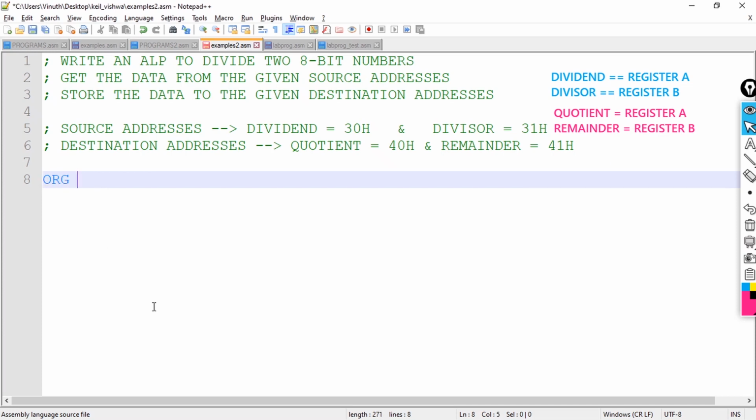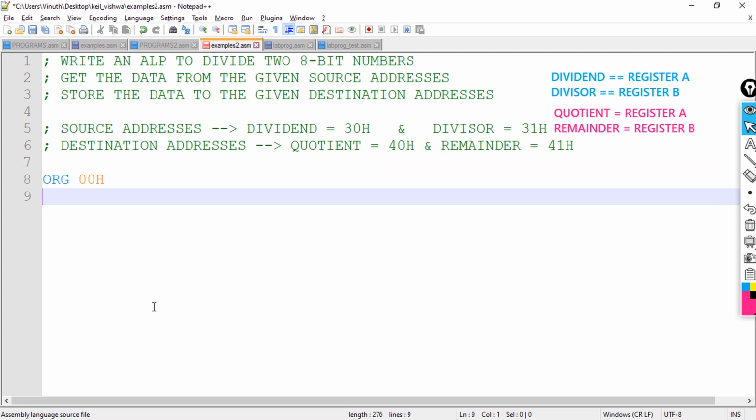Let us start off with our origin, ORG 00 hexa, so that means it is going to start from 00 hexa. I need to get the data from two different locations, that is 30 hexa and 31 hexa. Since I need to store this in register B, let me take this data in different registers, that is R0 and R1, or else I can use my direct addressing mode. So let me use MOV A, 30 hexa.